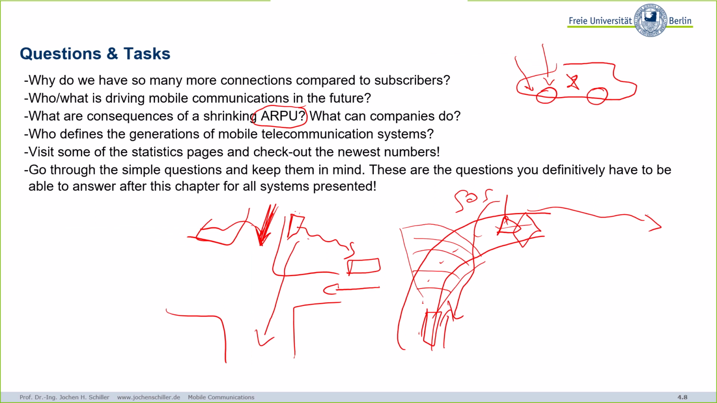Okay, so do you have any more questions related to this first section of the chapter? Okay. If not, then we start with the GSM system.